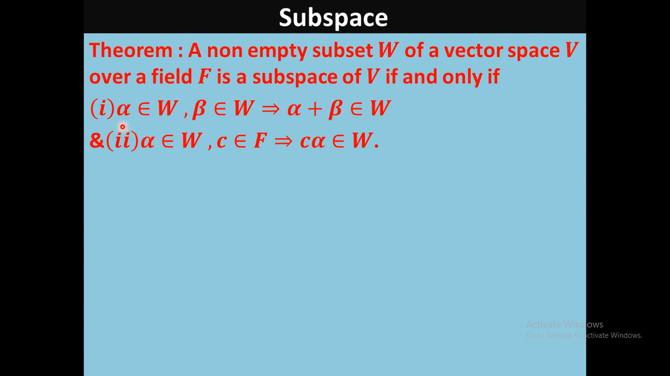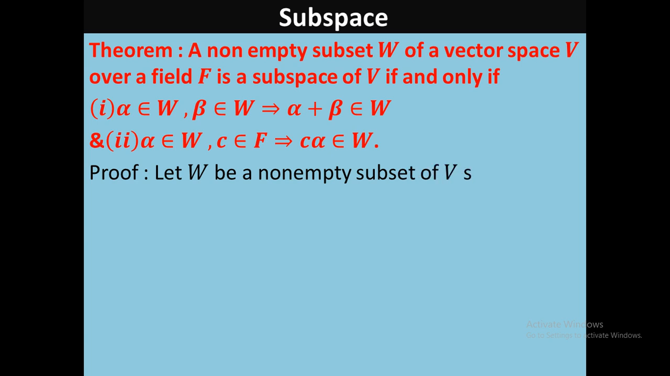For the first condition, you have to take 2 elements alpha, beta from the non-empty set W, and then you have to show that their addition, that is alpha plus beta, is also in W. And the second condition is you have to choose a vector alpha from W and a scalar, that is an element c from the field, then you have to show that c dot alpha is in W. c dot alpha means here between c and alpha there is multiplication. This is multiplication by scalar. You know that this is external composition or external operation. Okay, now I prove that theorem.